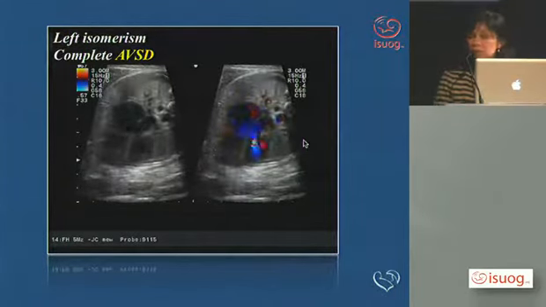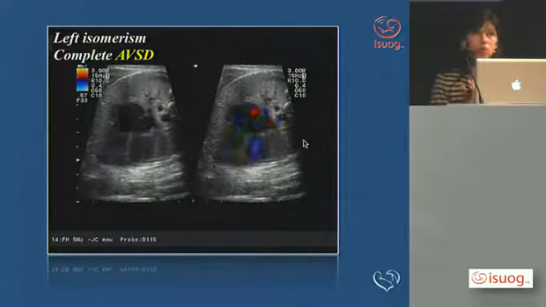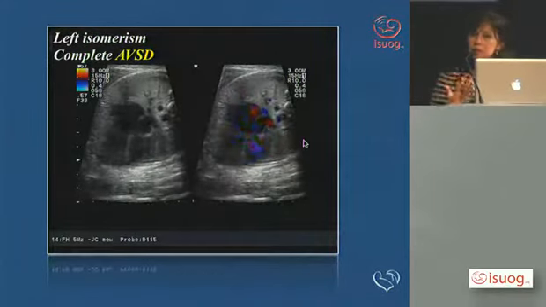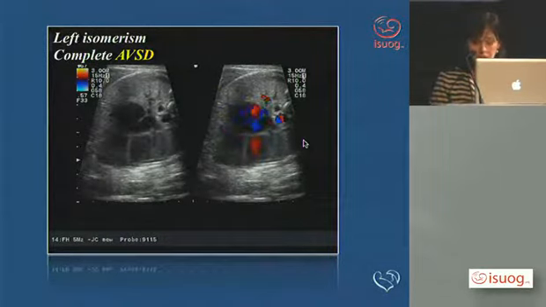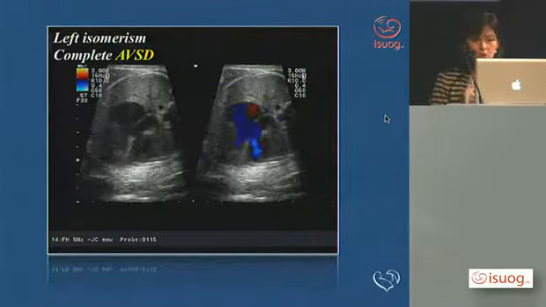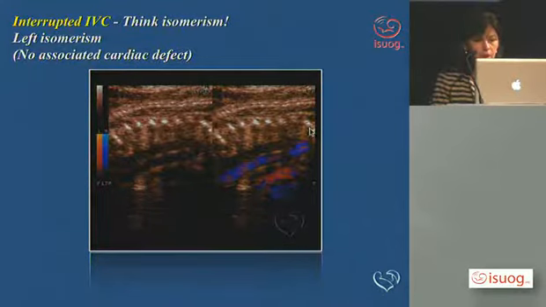Baby could have developed a gut obstruction during pregnancy, and then maybe, AVSD, polyhydramnios, people start thinking maybe this is Down syndrome. Well, maybe it's a gut obstruction in isomerism. So just keep an open mind. Interrupted inferior vena cava, think isomerism.